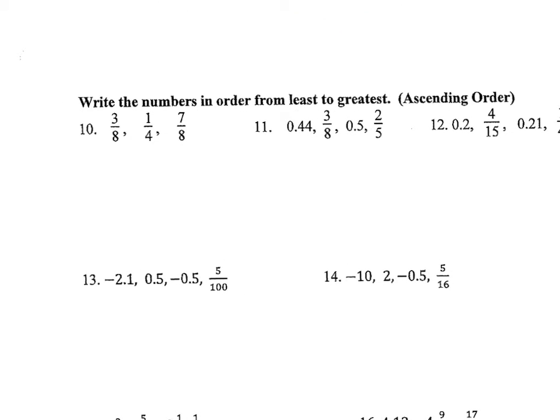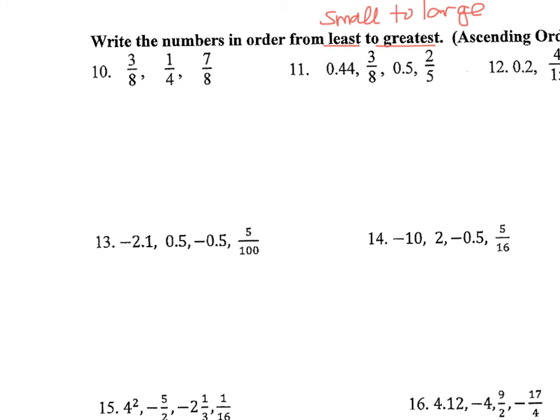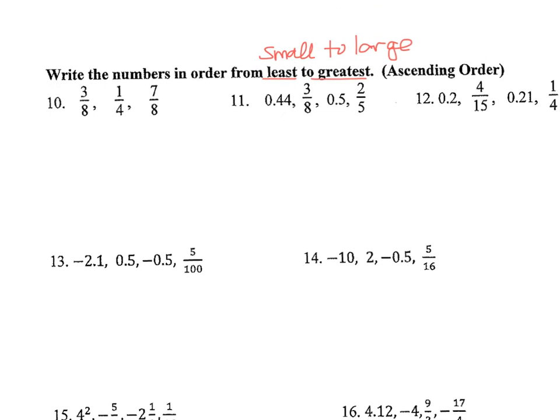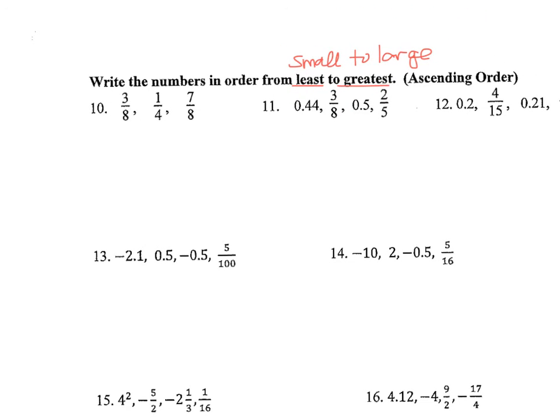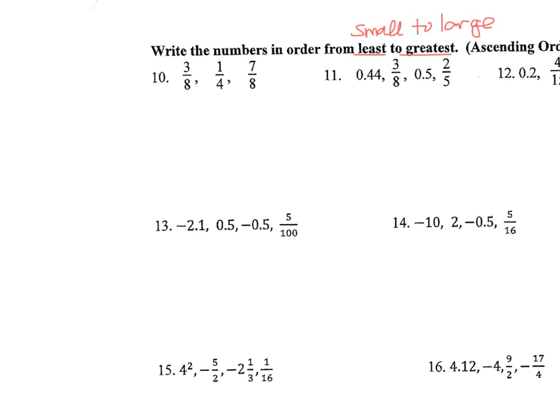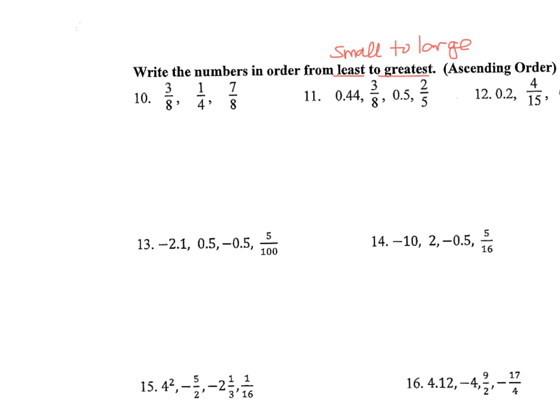Down here, write the numbers in order from least to greatest, so ascending order. Remember, that's saying the same thing as saying small to large. So I'm going to look at one that has negative numbers just because those seem to be more difficult. I'm going to look at number 13. But the first thing you want to do with every single one of these is put them in decimal form. So if they're fractions, you just divide them.